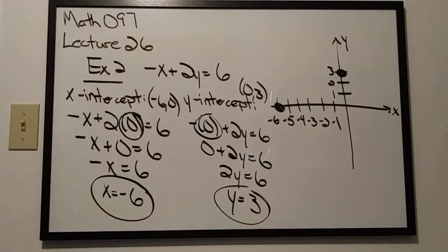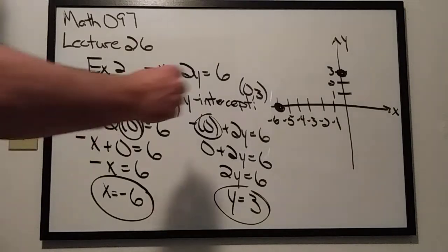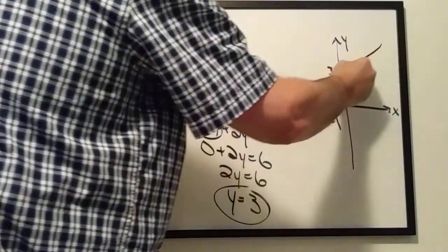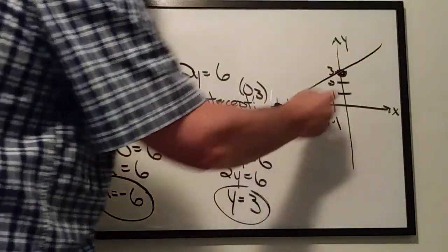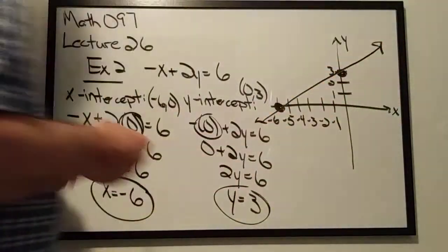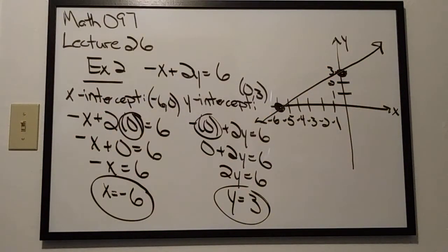Now, once again, how many points do you really need to draw a straight line? 2. And once you have the x-intercept and the y-intercept, that is enough information. So we can go ahead and connect those points, and we have a nice straight line that goes through those two dots. And we just graphed this particular line using the intercepts.